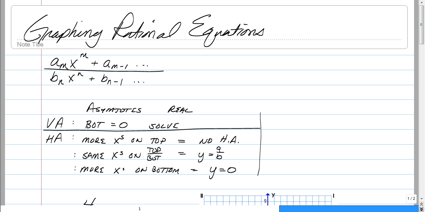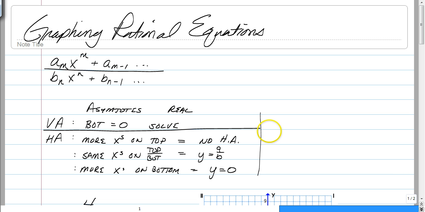asymptotes. Now the vertical asymptote is still always going to be the bottom set equal to 0 and solve, because the denominator can never be 0. That's where you get your vertical asymptotes from all the time. But now your horizontal asymptotes are different. If you have more x's on top, you have no horizontal asymptote.